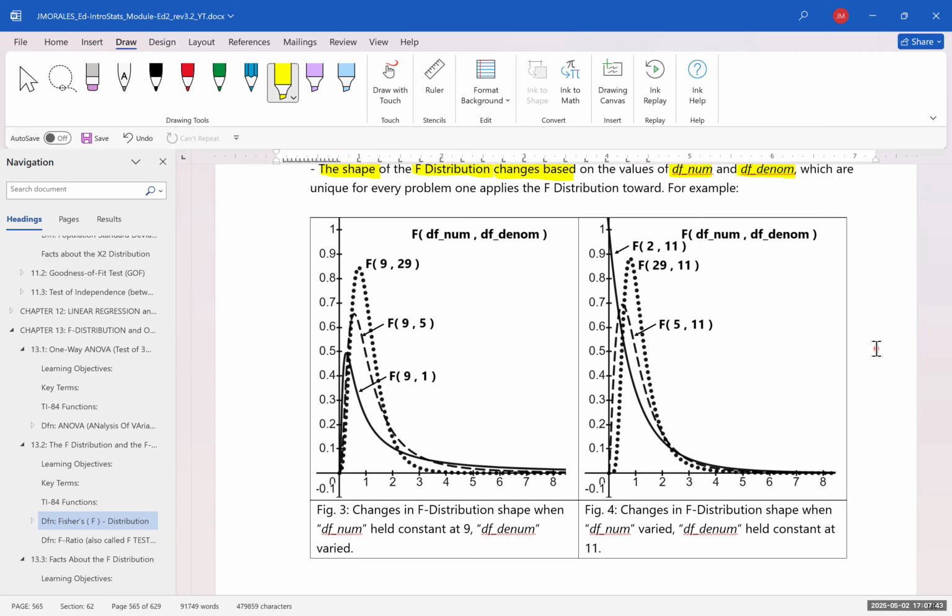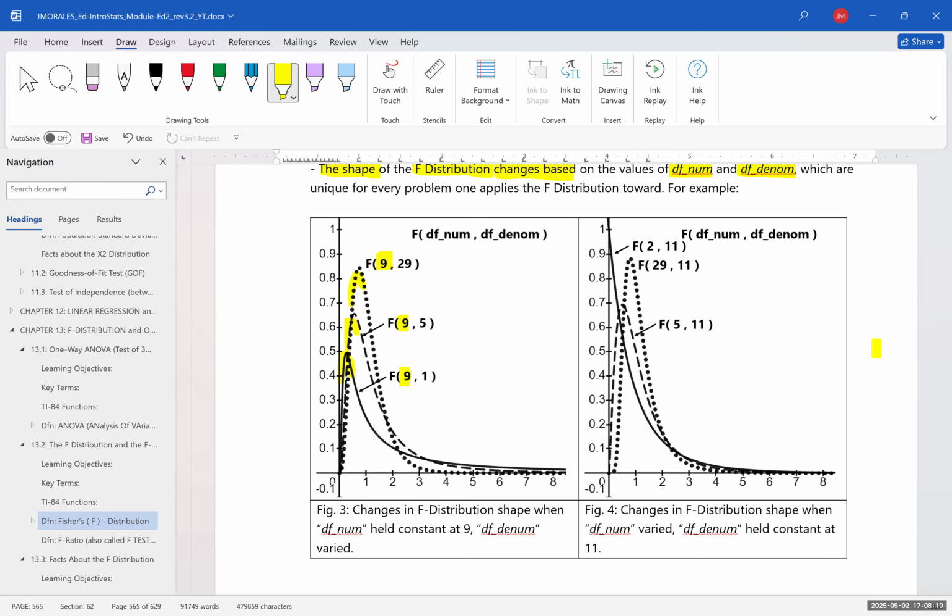So here I gave two different examples. In figure 3 on the left, I kept the degrees of freedom of the numerator constant, and I only changed the degrees of freedom in the denominator. You can see as the degrees of freedom of the denominator got greater, the peak got greater and shifted to the right a little bit.